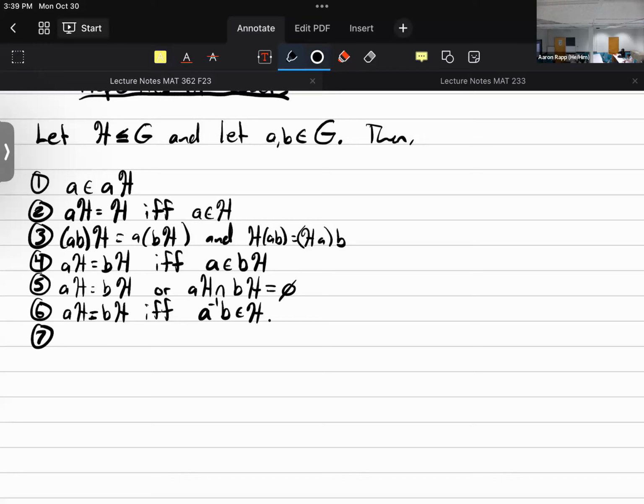We've got three more. Seventh one, cardinalities are gonna be the same. H has a defined number of elements. If I multiply everything on the left by A or B, I'm not changing the number of elements that are in there. I'm just changing what those elements look like.